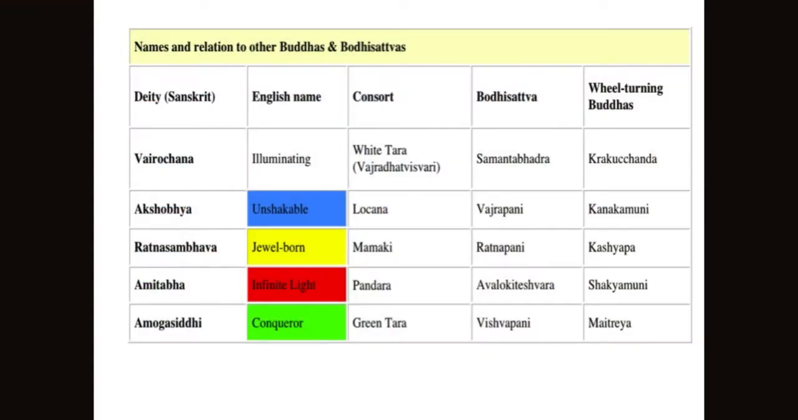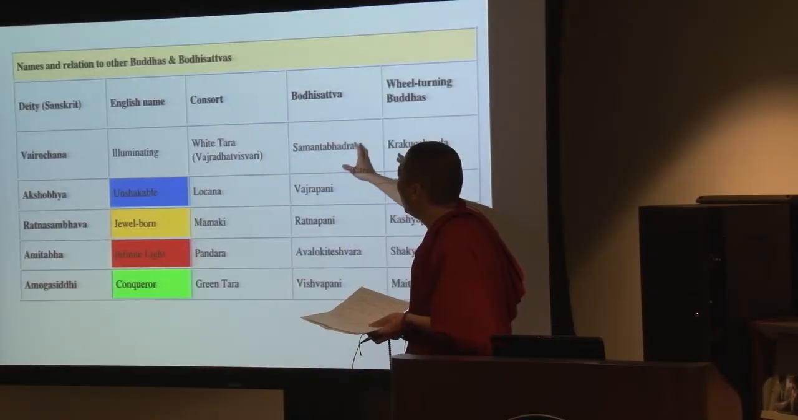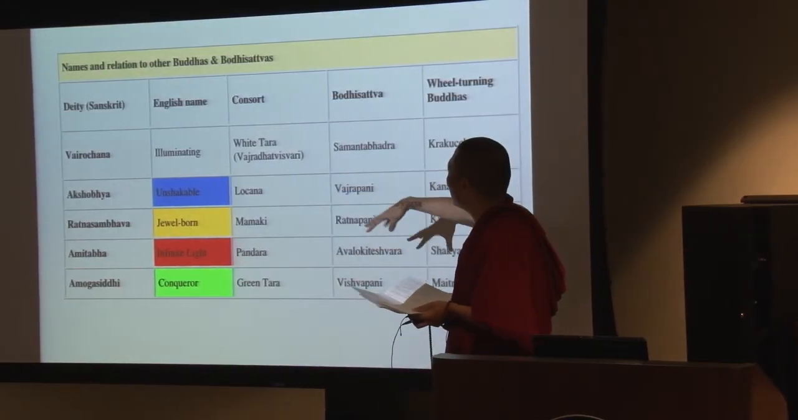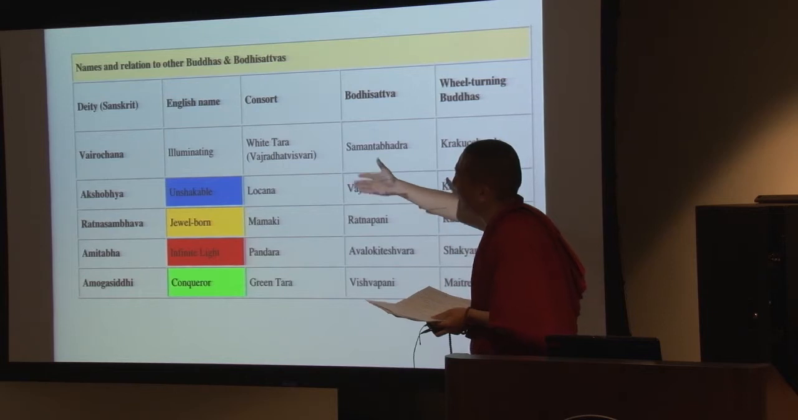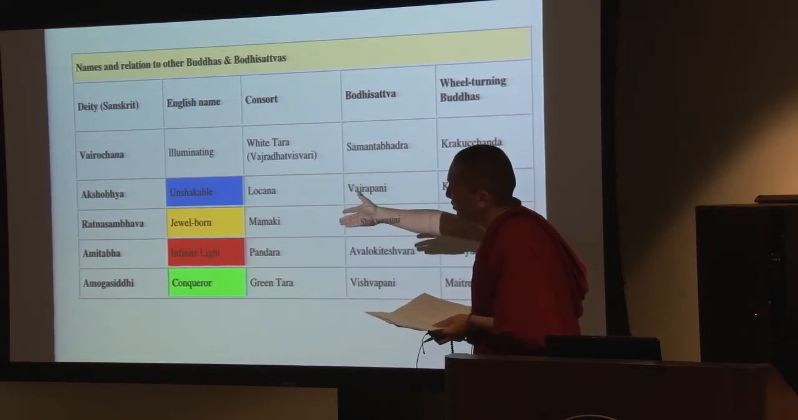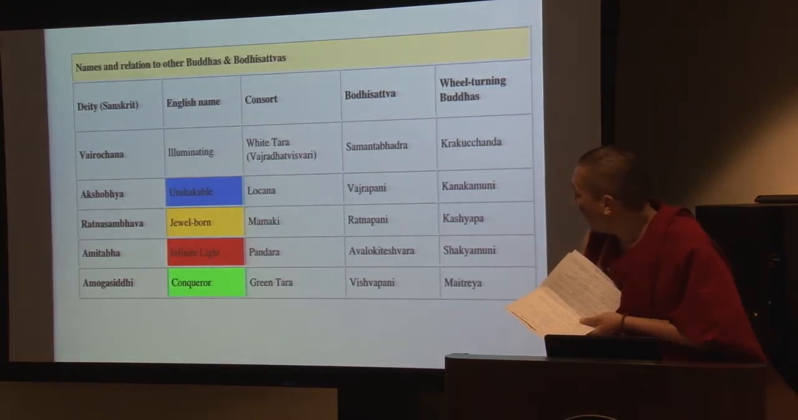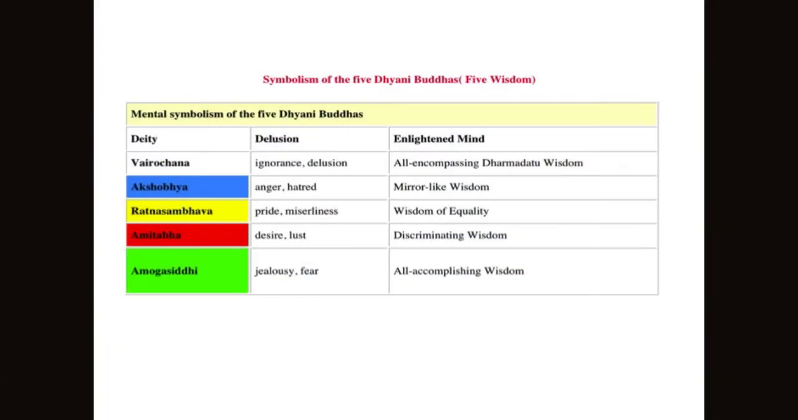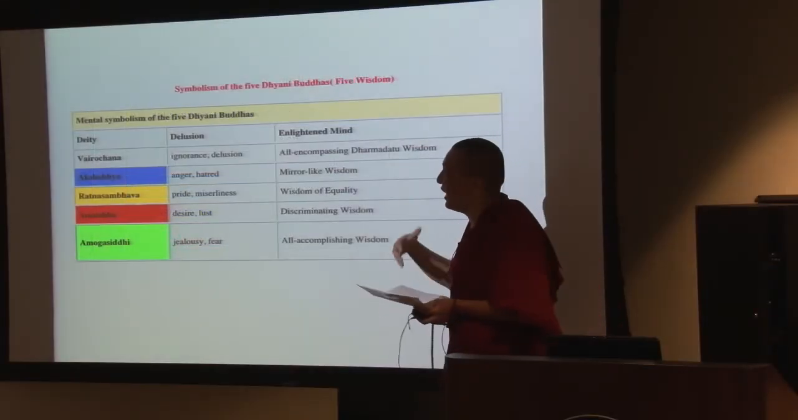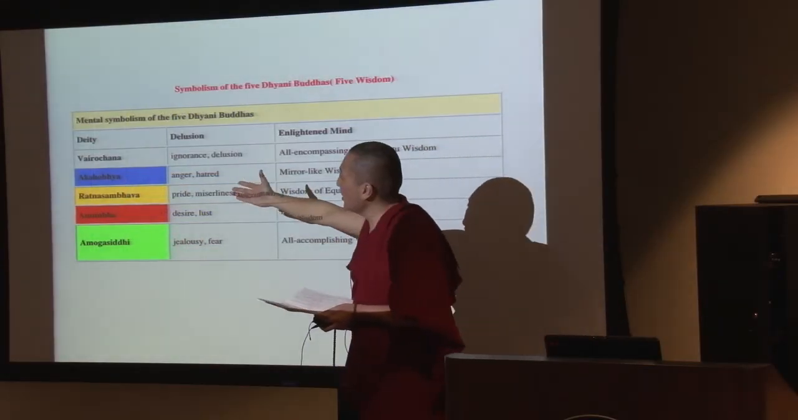Vairochana means illuminating. And in Tantra, it also shows a consort, right? And when it was in the Bodhisattva phase, it was Samantabhadra. Akshobhaya means unshakable, Ratnasambhava jewel born, Amitabha infinite light, Amoghasiddhi conqueror. And the important thing is, as we progress along the path, we reduce the effect of the negative emotions, right?